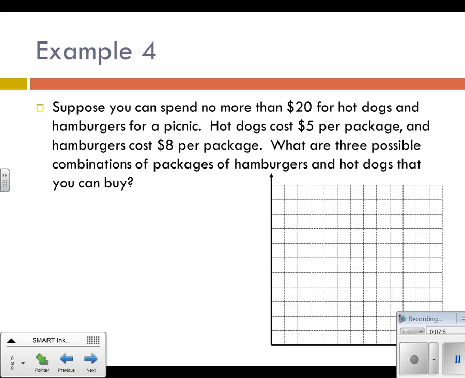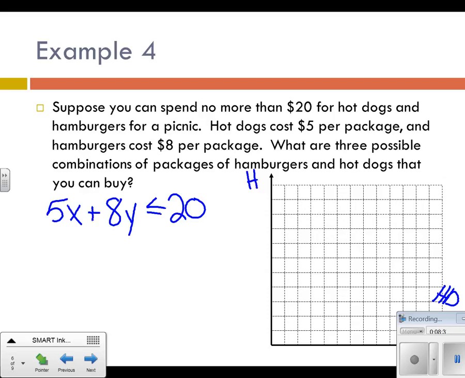So I'm going to use X for hot dogs, and I'm going to use Y for hamburgers. So it's 5 times X plus 8 times Y, and that's less than or equal to 20 because it said no more than 20, and once again we're working with inequalities. So my hamburgers is my Y, and my hot dogs is the X over here. That's our X axis. And to graph this, I'm going to use my X and my Y intercepts.